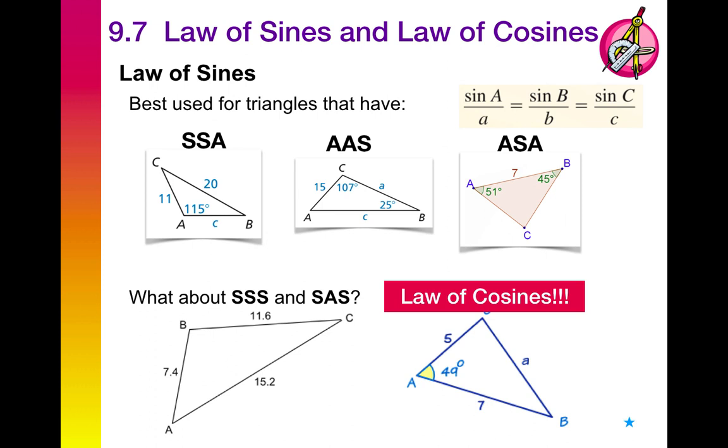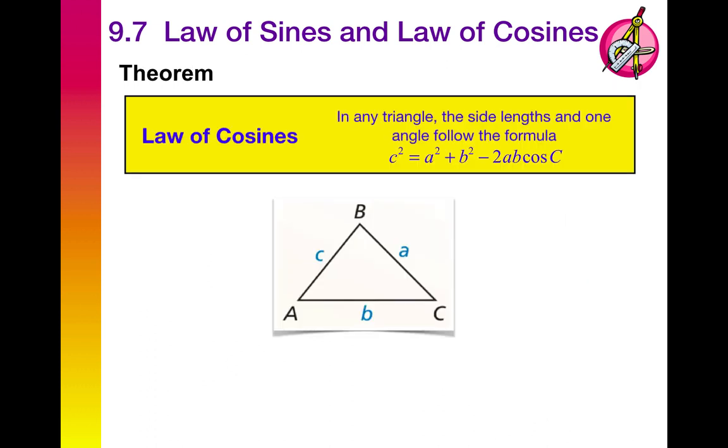Now let's see what that actually looks like. It's kind of a nasty formula, but we're going to try to break this down. It says that in any triangle, the side lengths and one angle follow the formula of c squared equals a squared plus b squared minus 2ab cosine of C.